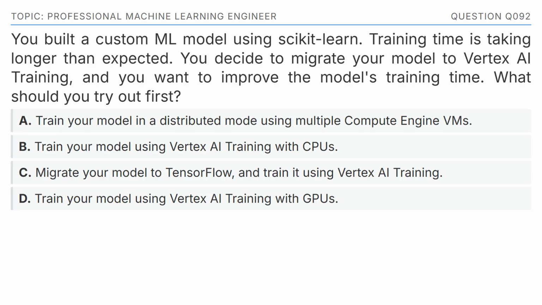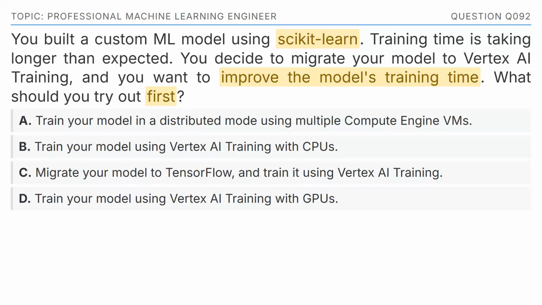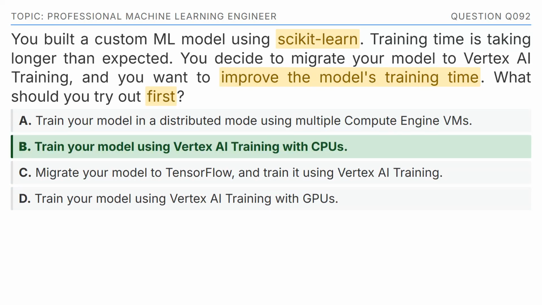The options are: Option A, train your model in a distributed mode using multiple compute engine VMs. Option B, train your model using Vertex AI training with CPUs. Option C, migrate your model to TensorFlow and train it using Vertex AI training. Option D, train your model using Vertex AI training with GPUs. To arrive at the correct answer, we focus on the keywords: scikit-learn, improve the model's training time, first. The correct answer is Option B, train your model using Vertex AI training with CPUs.